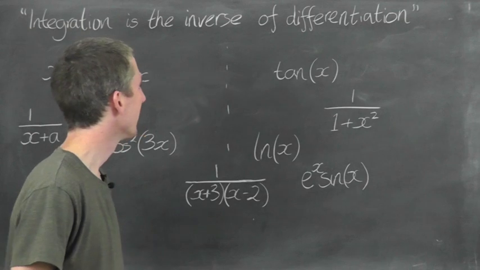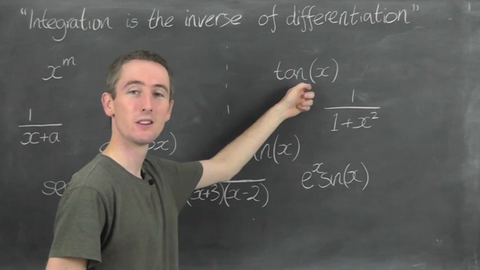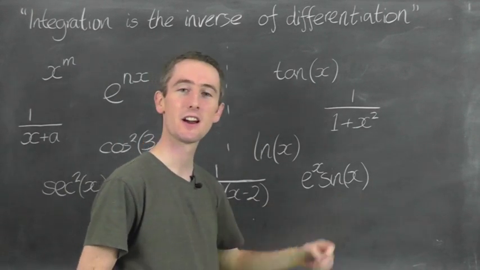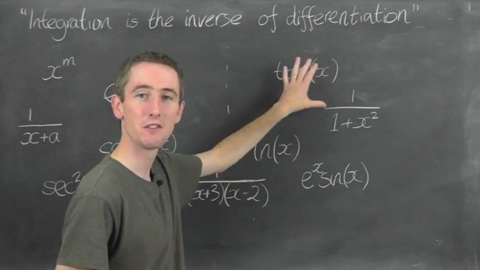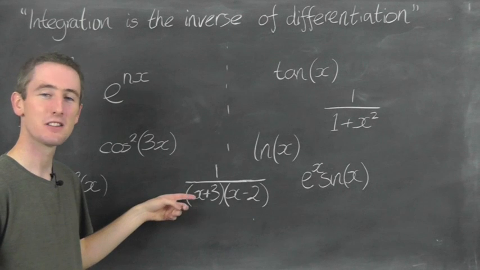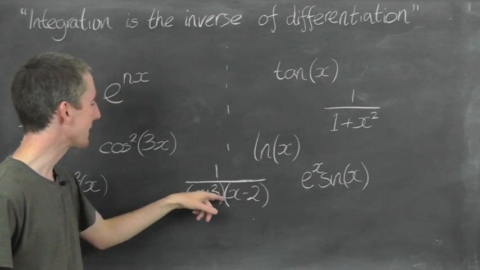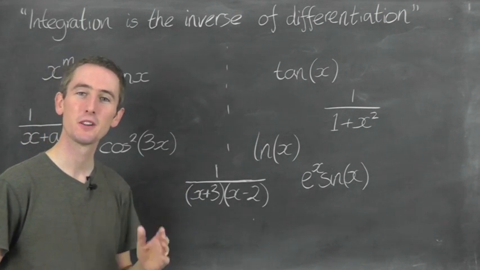On the other hand, there's some functions which we don't yet know enough to be able to integrate. For example, tan x or e to the x sine x. In the next section of the course, we'll be learning some hints and tips for these kinds of functions. And then there's a borderline case, 1 over x plus 3 times x minus 2, which you might be able to integrate if you give it some thought. So why not have a try?